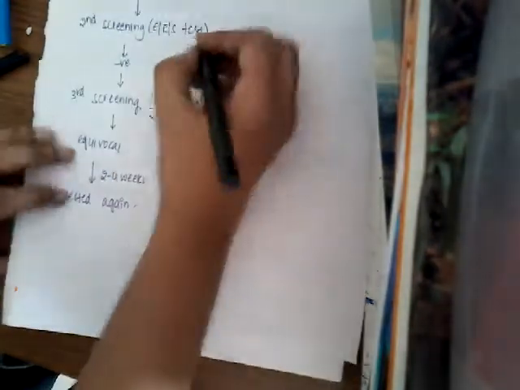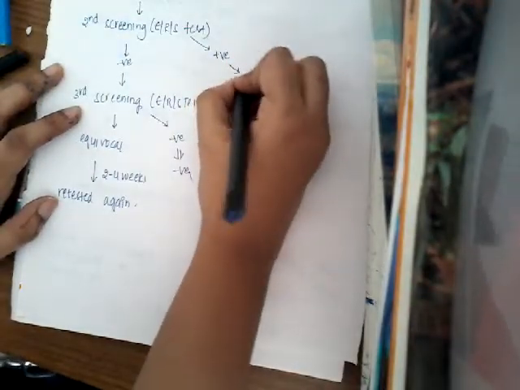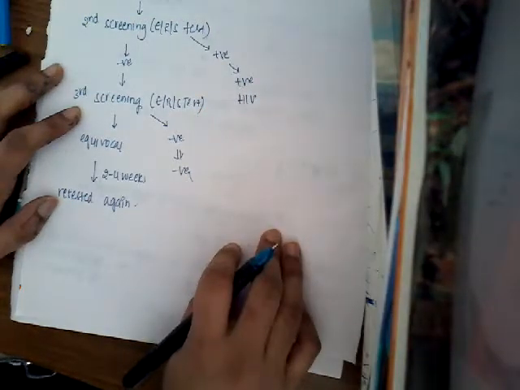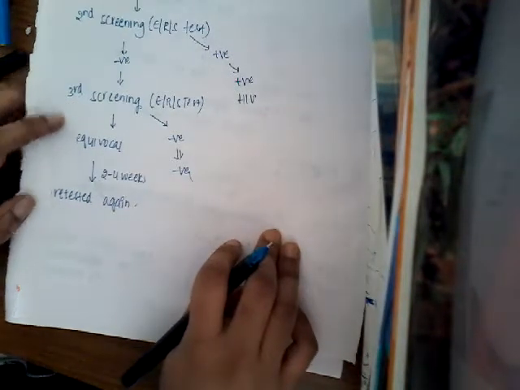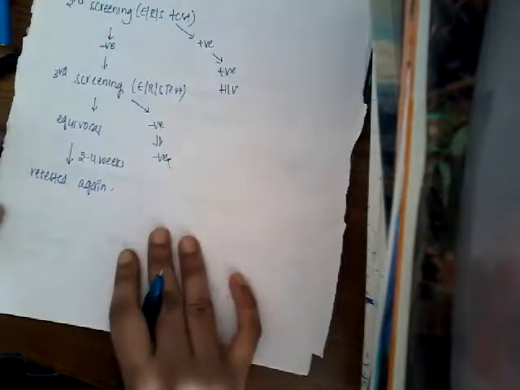Okay, but if this test is positive, that is what we do here. If the second screening test is also positive, then here it is HIV positive. And you'll have to do post-test counseling. So this is how you do it. Okay, you'll have to retest again, and based on the results, you'll have to say whether it is positive or negative.